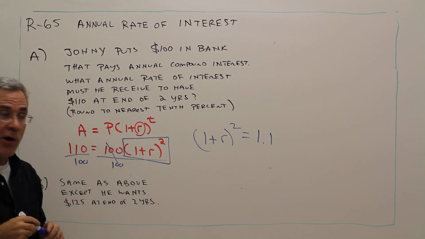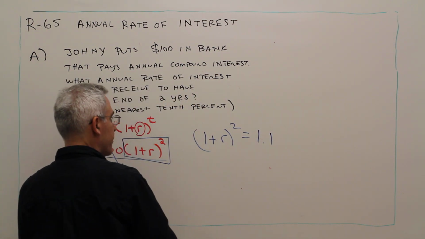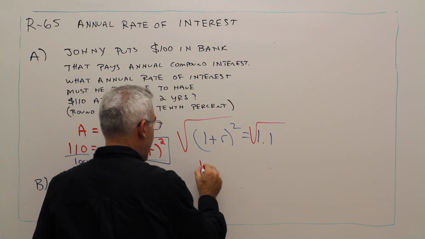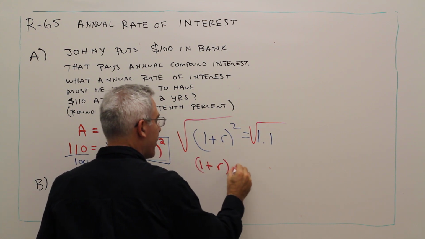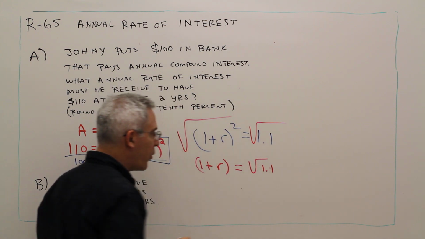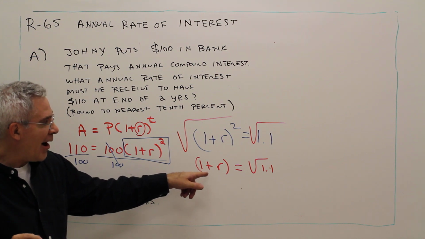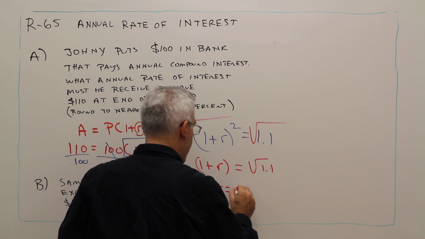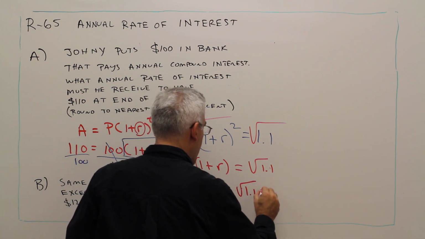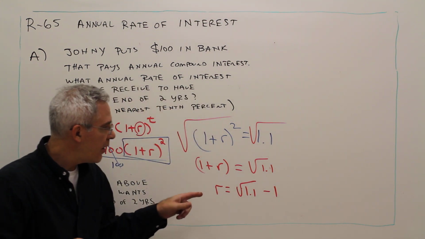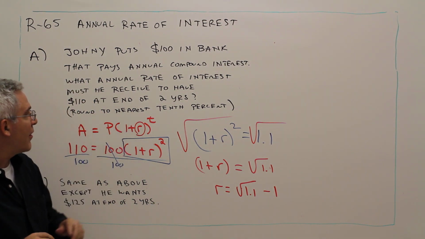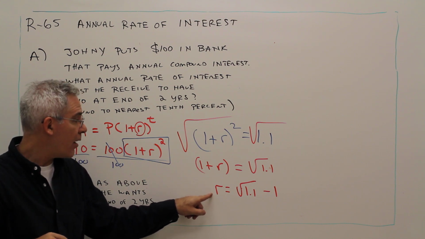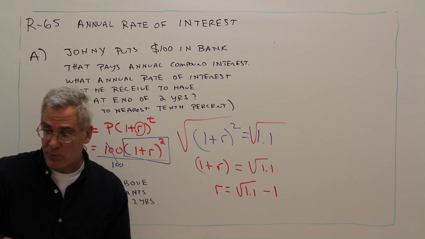I will then take the square root of each side, the square root of this side and the square root of that side, and I'll get 1 plus R equals the square root of 1.1, and then to solve for R, I'll simply subtract 1 from each side. So R equals the square root of 1.1 minus 1. That's the exact answer, but they wanted it to the nearest tenth of a percent. Remember, R is going to be a decimal, and I'll have to convert that to a percent.